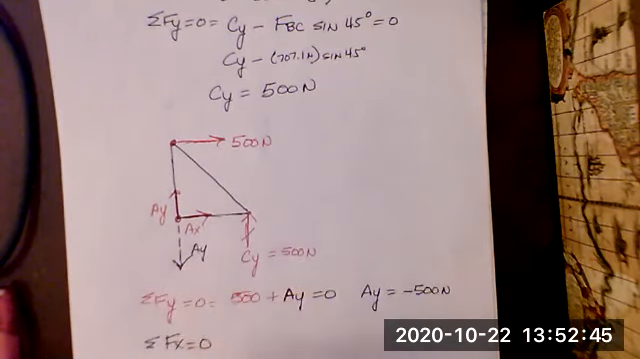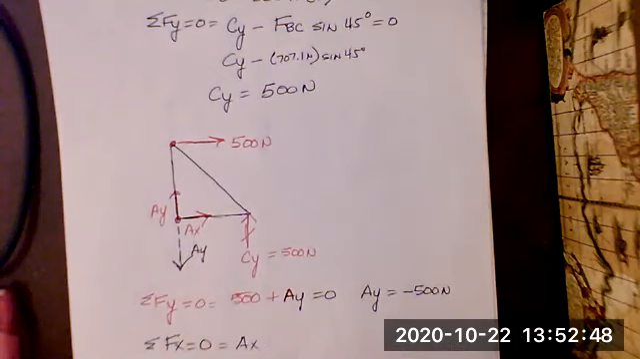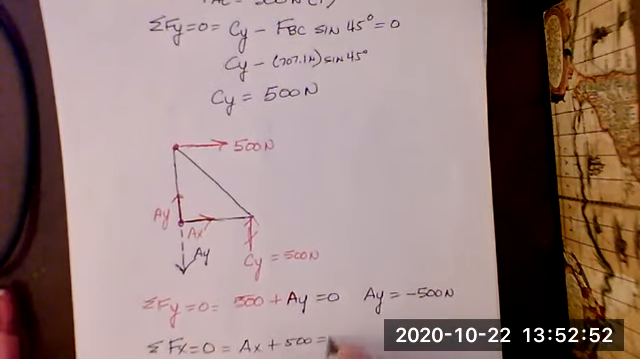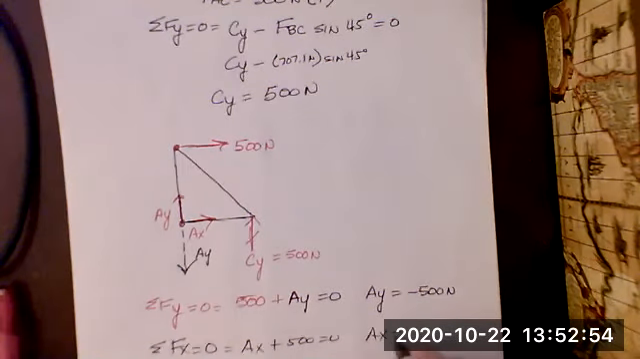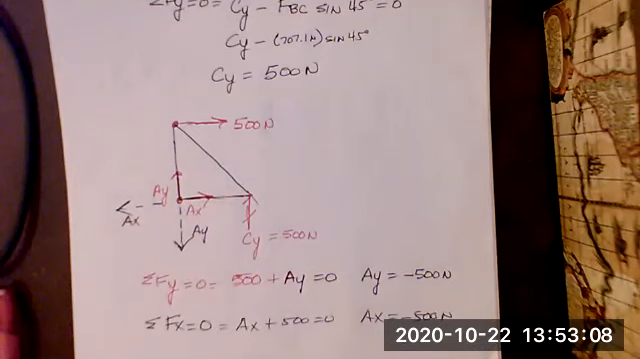All right, let's do the sum of the forces in the X. I'm gonna have what? AX. Look, my initial assumptions are wrong. AX plus 500 equals 0. Well, look, I got AX equals negative 500. Guess what? Because it should be going to the left. It should be going this way. AX should be going this way. So you see, I got the right magnitude, the right size, but the wrong direction.